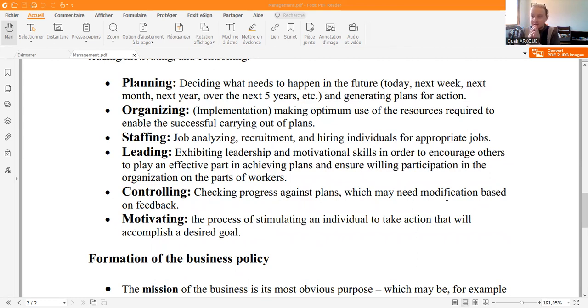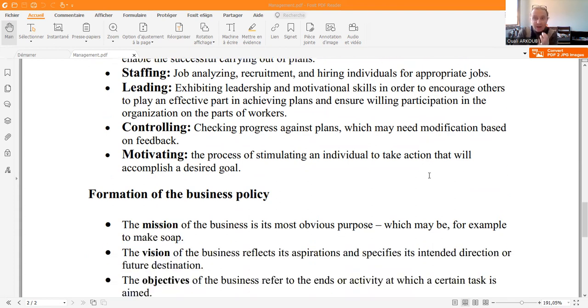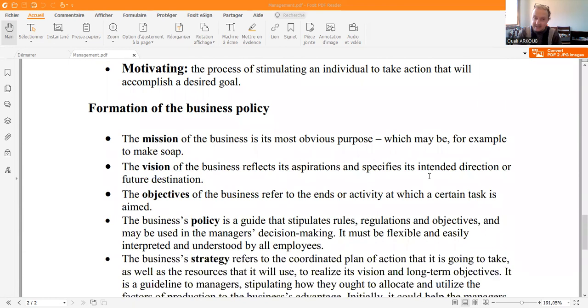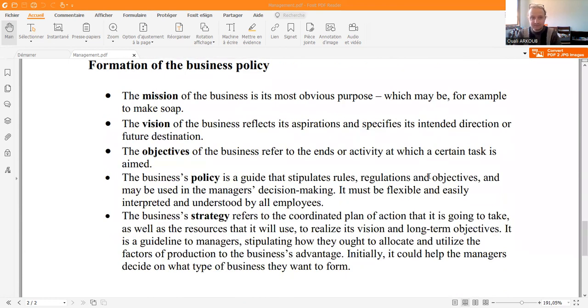These are the essential or fundamental functions of management: planning, organizing, staffing, leading, controlling, and motivating. I will also give you some keywords in management, in strategy, and in policy. We have the mission of the enterprise. The mission of the business or enterprise is its most obvious purpose.